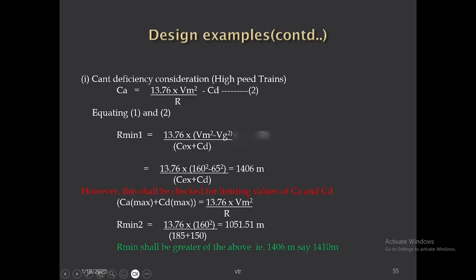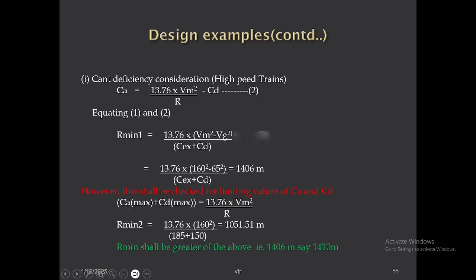However, we have to check it for cant actual and availing the maximum cant deficiency also, because normally this cant excess will come into play in case of maximum speed, the fastest train. So for the fastest train, availing the cant deficiency and the cant actual provided, what will be the radius we have to find out.